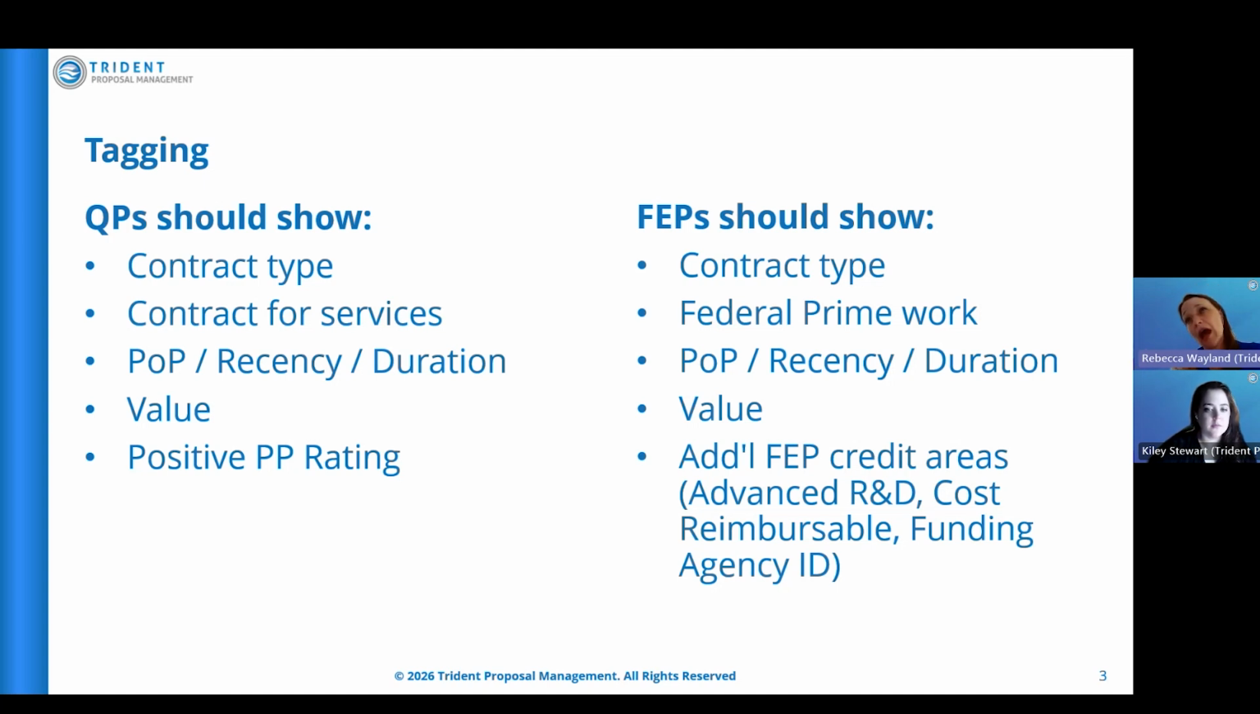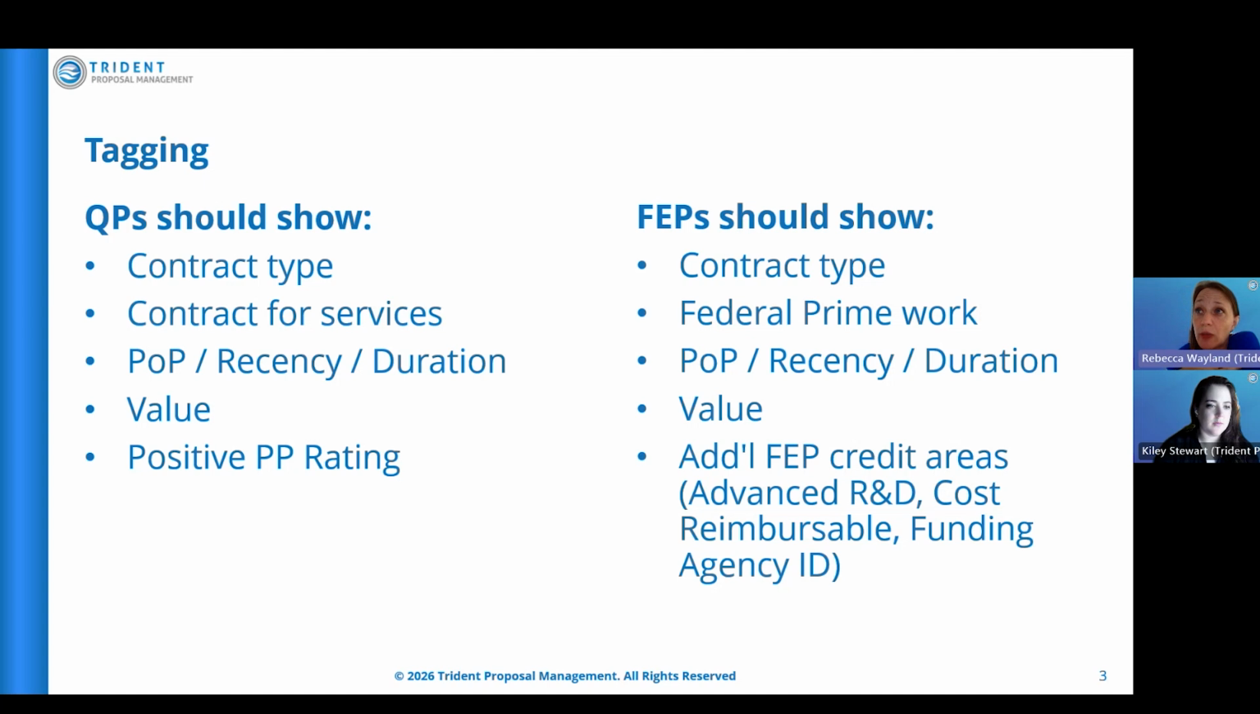And then make sure that you tag your FEP records for any of those additional FEP credit areas. So if you're applying to the R&D domain and this was an SBIR phase 3 or phase 2, or if it was one of the advanced technology readiness levels, your cost reimbursable in that domain, you can get credit for that. Same thing with the funding agency ID, just to show your distinct federal customers.